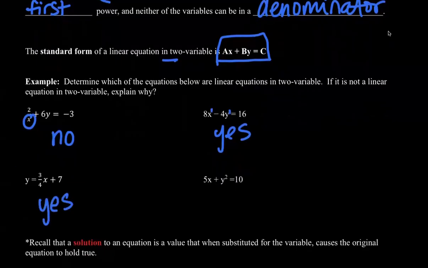The next one, is that a linear equation in two variables? Yes. Even though there's a fraction here, that's okay because the variable, that x, is in the top, not the bottom. This equation is not in standard form. Just notice that standard form has the x's and y's on the same side. This equation has y's on one side and x's on the other side. It's just a different form, but it's still a linear equation in two variables. So that's a yes. And the last one is no, because that exponent is not a 1.